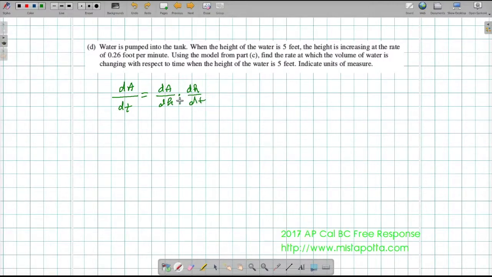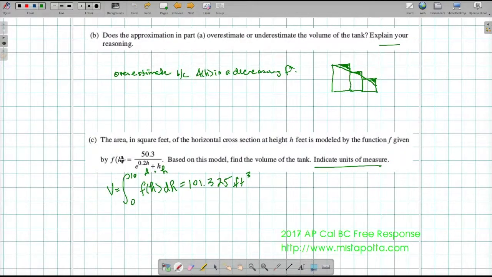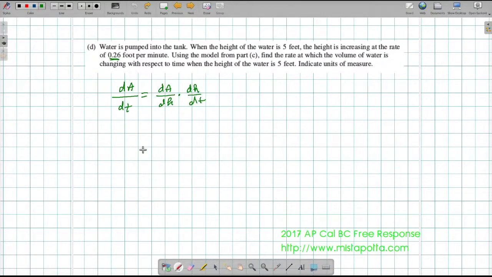Now I know this change in height is this 0.26 foot per minute. And from the previous problem, we know that our area is given by this formula. So what I really want to do is take the derivative of that formula. So I'm going to need to take the derivative of this formula, 50.3 divided by e to the 0.2h plus h.